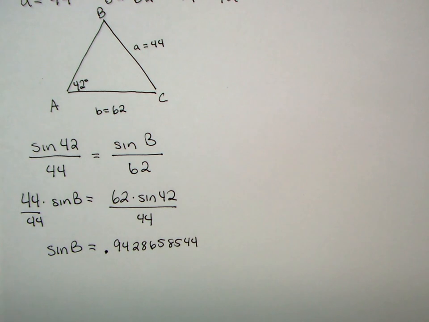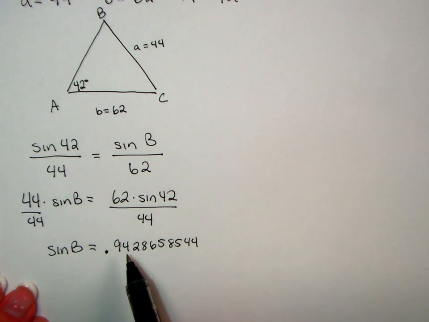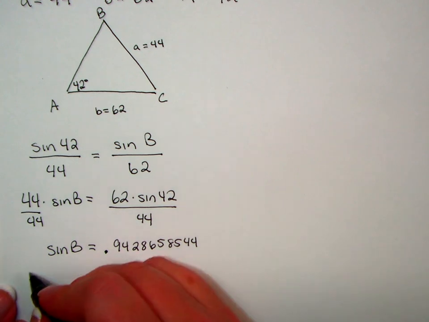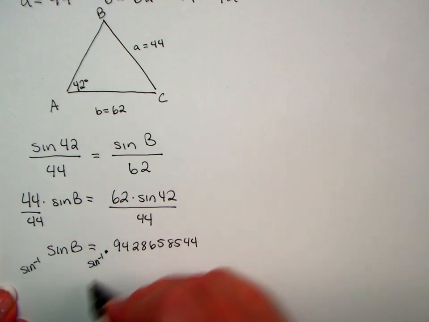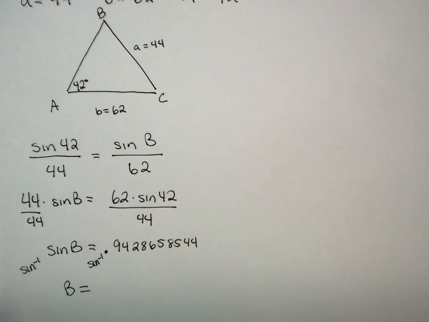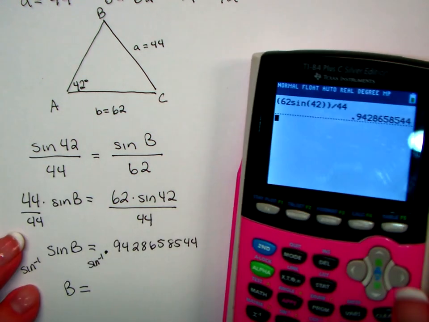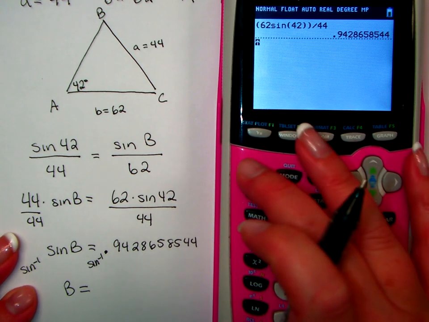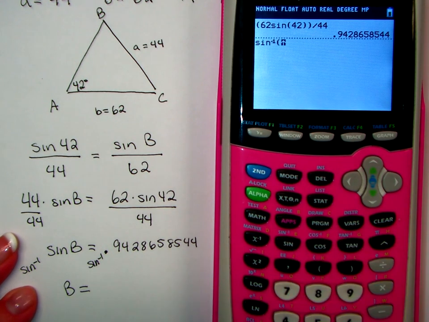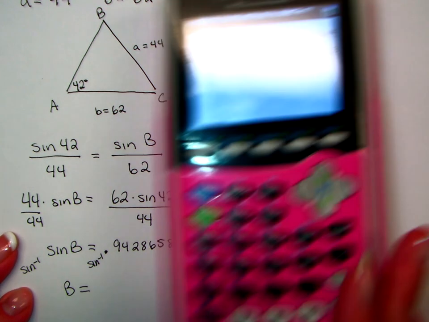So notice that this decimal will be in the domain of sine inverse. So when we solve for angle B, we will have a solution this time, right? So I'm going to go ahead and sine inverse that decimal. Okay, so sine inverse, pull that answer into the sine inverse, and I'm going to get 70.53, so I'm going to use 70.5.